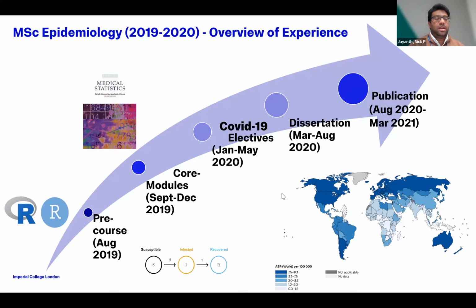So I went from neglected tropical diseases to molecular and genetic epi, and then genetics of infectious disease pathogens. So between January and May, I had a really good experience with all of these different modules. But obviously in March, COVID struck.